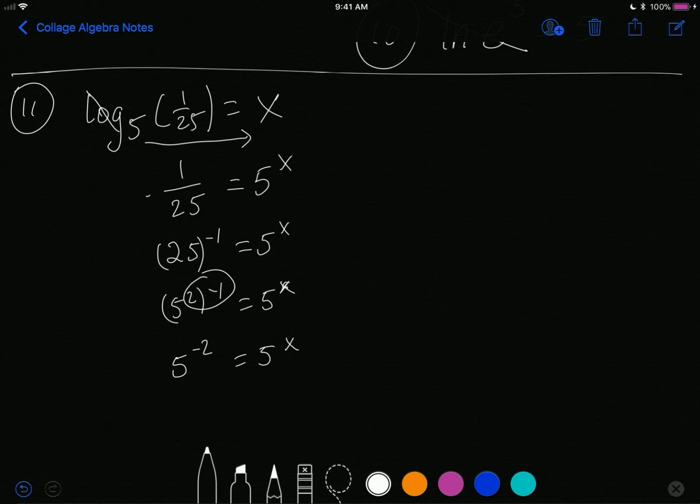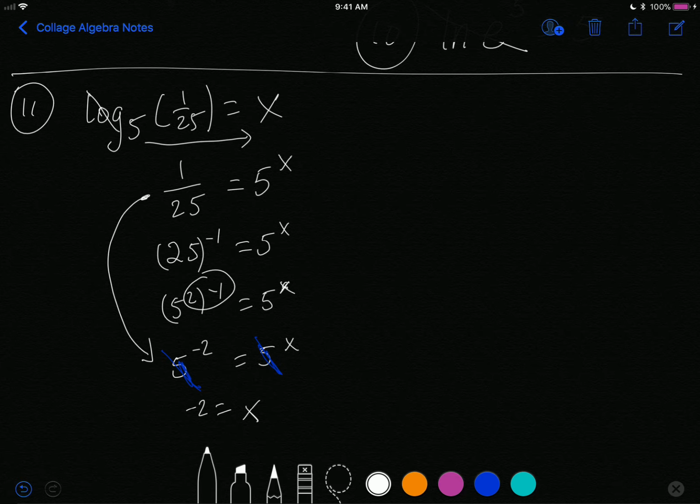Again, when you get good, you can actually skip from this line to this line. 5 squared is 25, but it's upside down. It's flipped. And so therefore the power needs to be negative. But for now, I take it step by step. Now, I can break out my ninja stars and say goodbye to the bases. Cancel those out. And so then what that tells me is that negative 2 is equal to x. And so this log right here gives us an answer of negative 2.